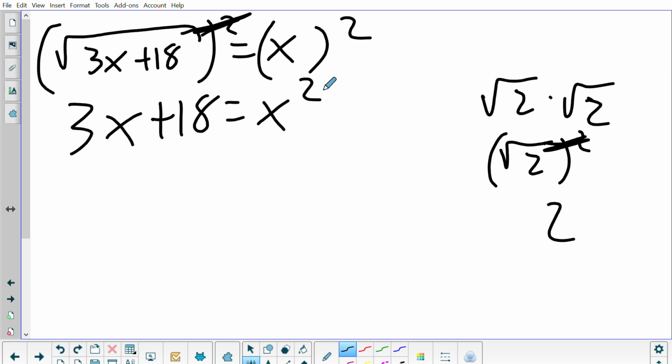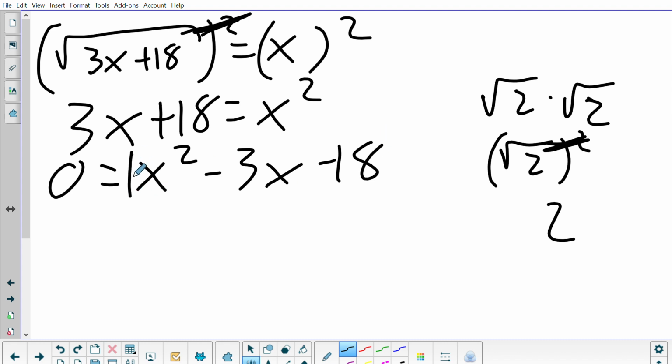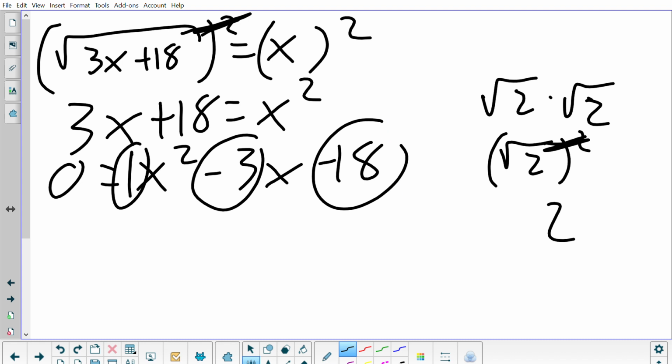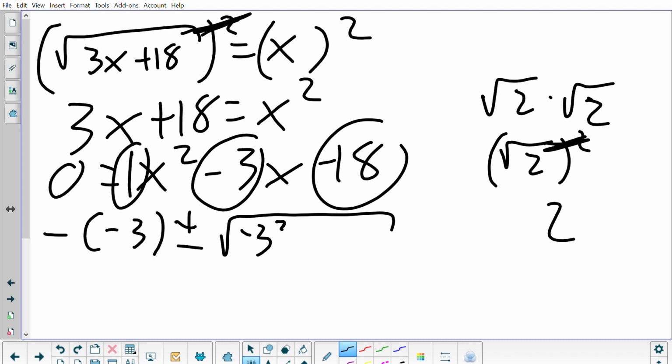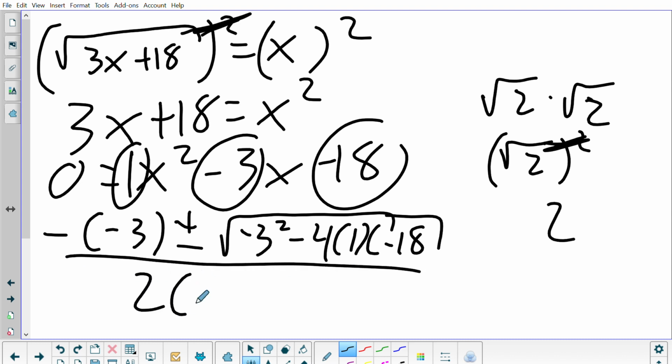So I have an x squared, an x, and a constant, and I should be thinking quadratic formula. And so I'm going to subtract everything and set equal to 0. Then this is my a as 1, b as negative 3, c as negative 18. When I plug that in, I should get negative b plus or minus square root of b squared minus 4ac, all over 2a.